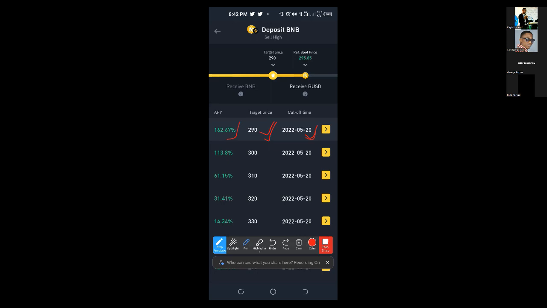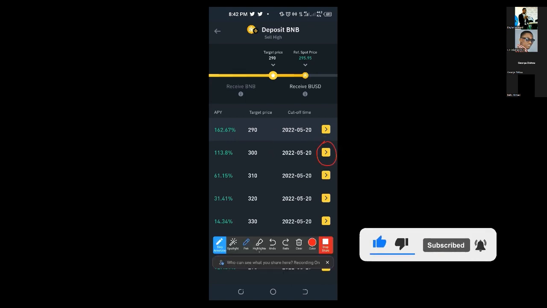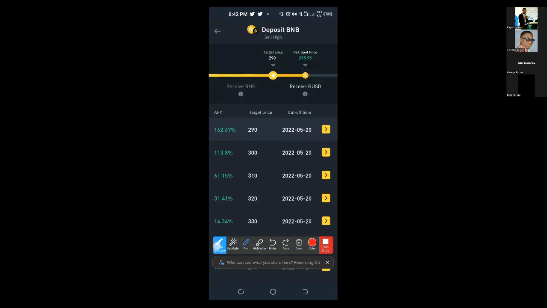Then if I decide to go with the second one, let me even go with the second one that is $300, okay? Let me go with that one. So I'll select the second one. All I just need to do is click on this yellow arrow here to subscribe to it. So I'll go ahead and click on the 300 one.